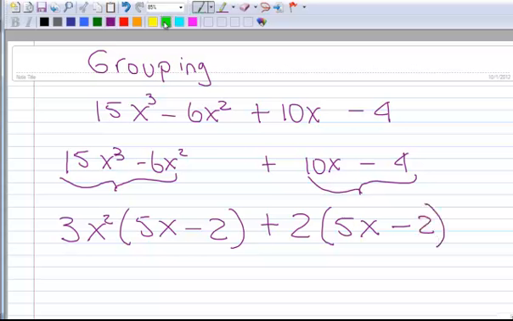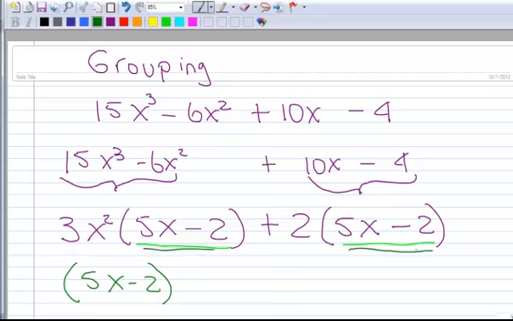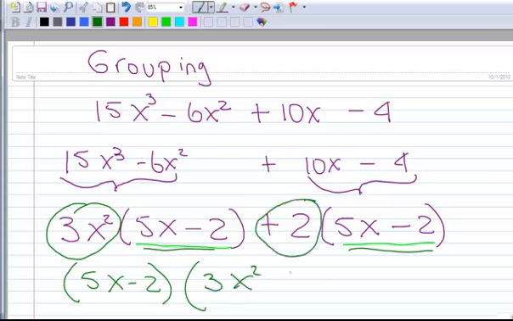And if I've done this successfully, you will notice that this group here and this group here are the same. That's the whole goal of factoring by grouping. So then I'm going to write that common group right here. It's like I'm factoring out the common group from each one of these terms. So what am I left with? Well, I'm left with this piece right here, 3x squared, and this piece right here, plus 2. And that's how you factor this cubic right here by grouping.